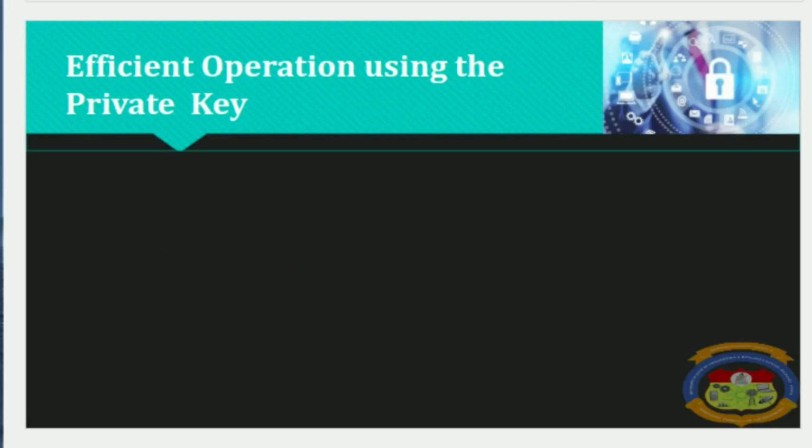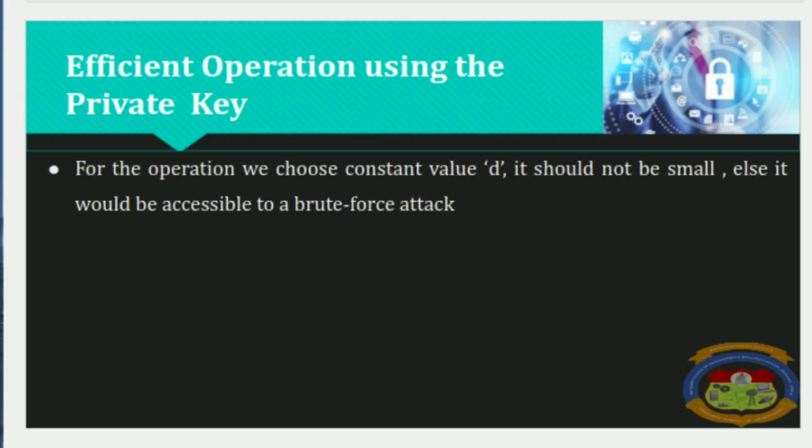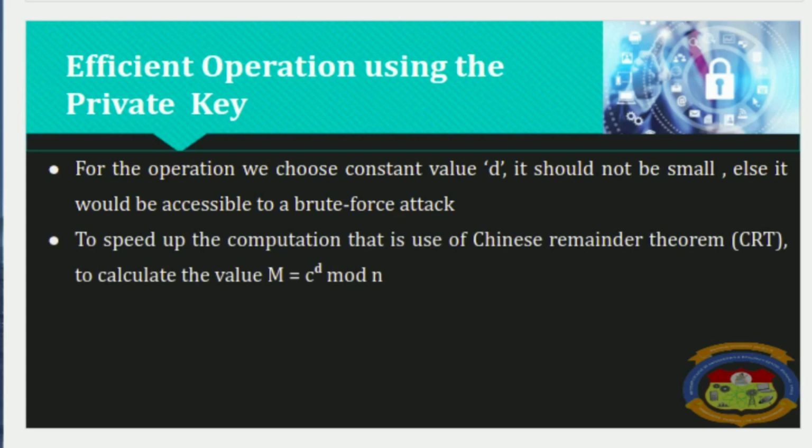Effective security requires keeping the private key private. The public key can be openly distributed without compromising the security. At the time of operation, we choose a constant value called d. When we choose d to be very small, it does not give an efficient result. A small value of d is vulnerable to brute force attack and some other forms of cryptanalysis. So there is one way to speed up the computation, that is, the use of CRT.